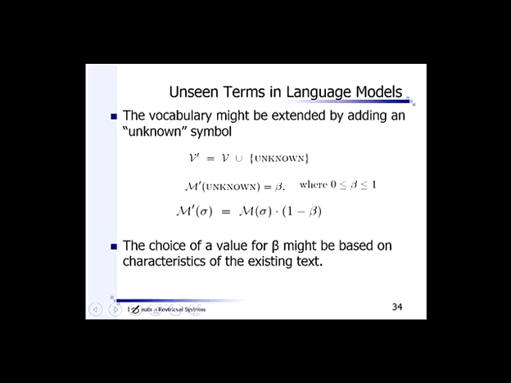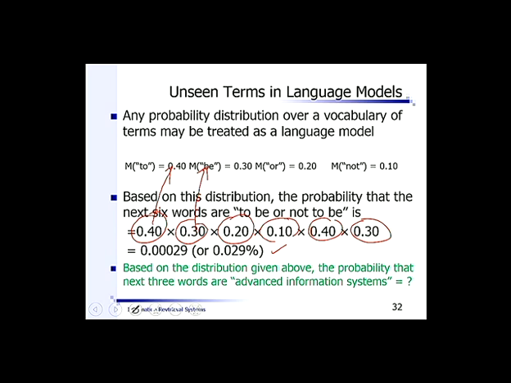Well, one important thing in the language model is the unknown terms. Here I was calculating the probability of the next 6 terms "to be or not to be". Let's say I want to see the probability of the next terms as "to be or not to be", let's say "cat". Let's say these are my 7 terms: "to be or not to be cat".